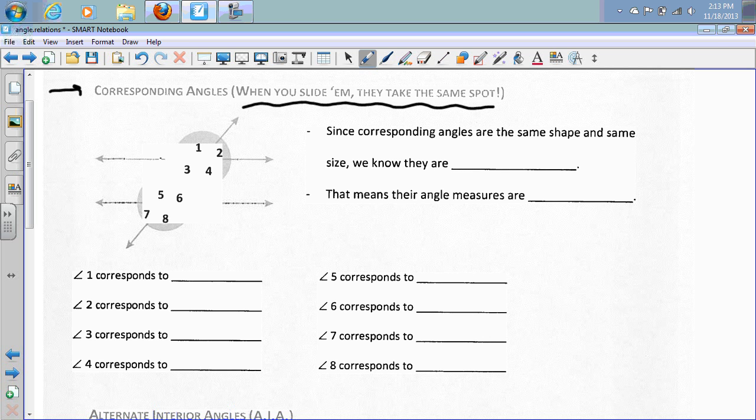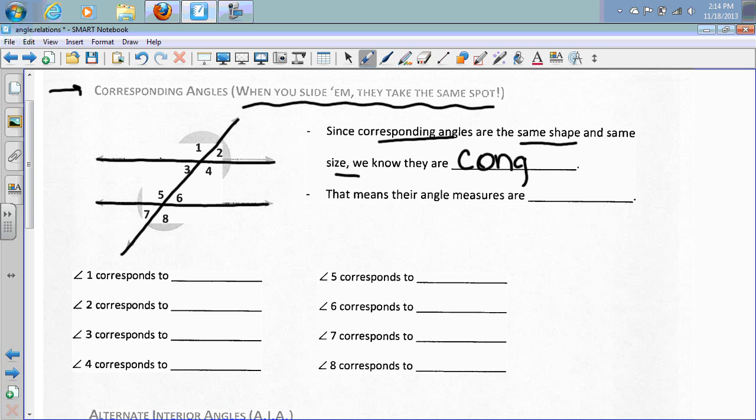So here we have our parallel lines and our transversal, and our angles 1, 2, 3, 4, 5, 6, 7, and 8. Since corresponding angles are the same shape and the same size, we know they are congruent. And if they are congruent, then we know that their angle measures are also congruent, or the same.